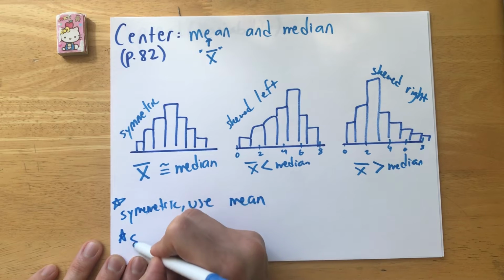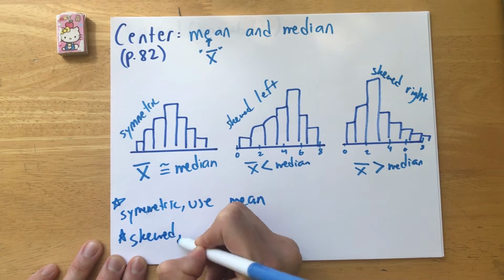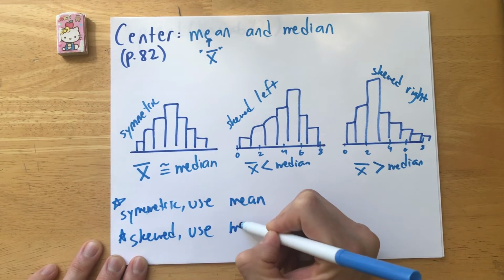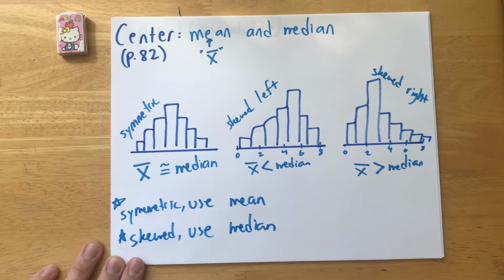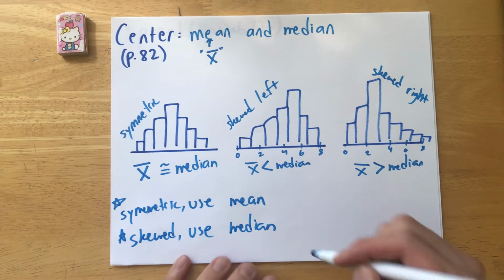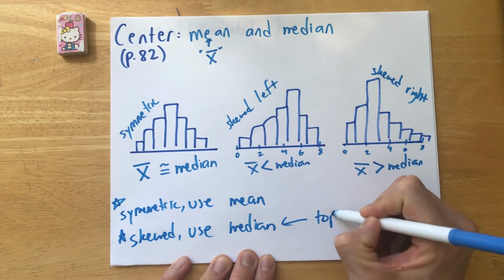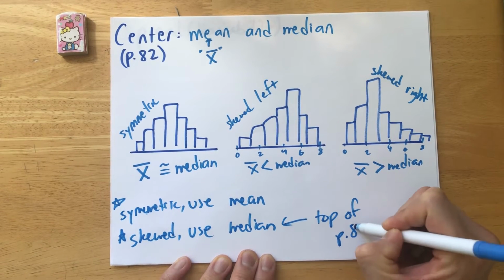When the distribution is skewed, use the median. And you can see this, it's written at the top of page 83. It's highlighted for you. So check that out, okay? Top of page 83.